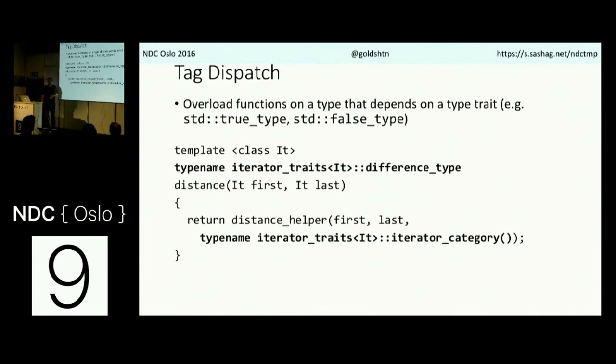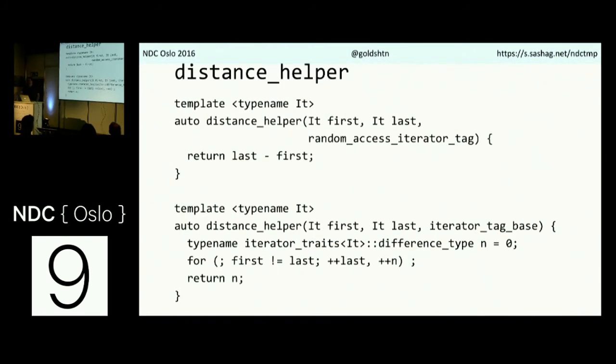Iterator category, fortunately, doesn't return int or float. It's a metafunction that returns one of multiple types, indicating what kind of iterators we have on our hands, right? So it could be a forward iterator, an input iterator, bidirectional iterator, random access iterator, and so on. And here's what the actual helper could look like. So for random access iterator tag, which is the iterator category for random access iterators, my implementation just uses the minus operator, right? So we just find the distance between the two iterators.